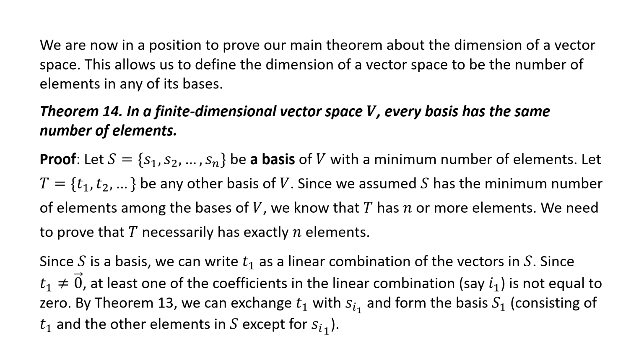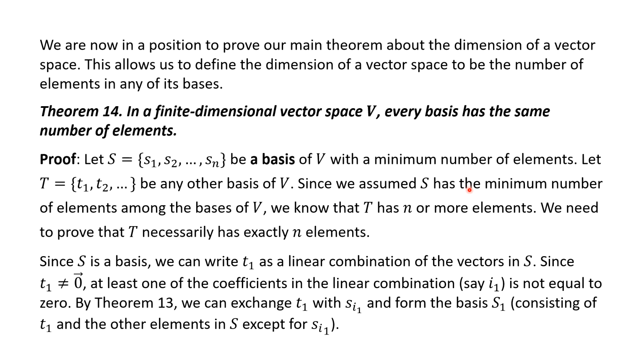Making use of our theorem that we just proved, we can now prove the main theorem in this lecture. In a finite dimensional vector space V, every basis has the same number of elements. So to prove that, we'll start with a basis S of V with a minimum number of elements. There could be more than one, but we'll start with such a basis that has a minimum number. And let T be any other basis of V.